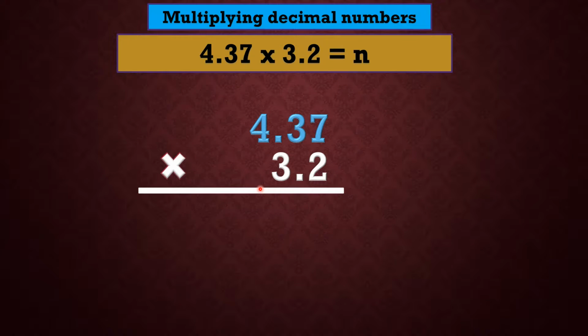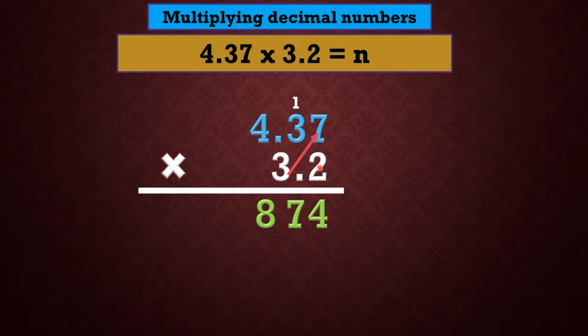Now, let's multiply. So 2 times 7, that is 14. Bring down 4, carry 1. Next is 2 times 3, and that is 6 plus 1, we have 7. Next is 2 times 4, so that is 8. Now we are done with 2. Let's move on to 3.